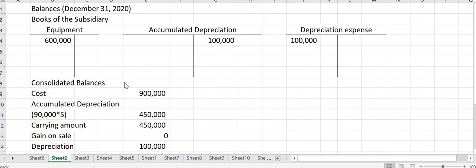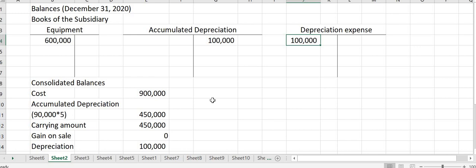In the books of the subsidiary, we now have these balances. The equipment has a balance of 600,000, the accumulated depreciation has a balance of 100,000, and the depreciation expense has a balance of 100,000. The purpose of the working paper eliminating entries is to eliminate the gain on sale or loss on sale resulting from the intercompany sale of non-current assets. Also, we need to adjust the cost of the equipment and the carrying amount of the equipment as if the sale did not occur.